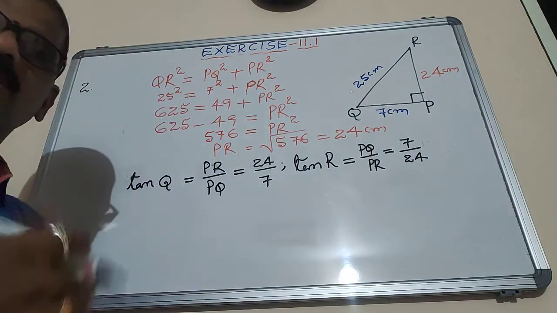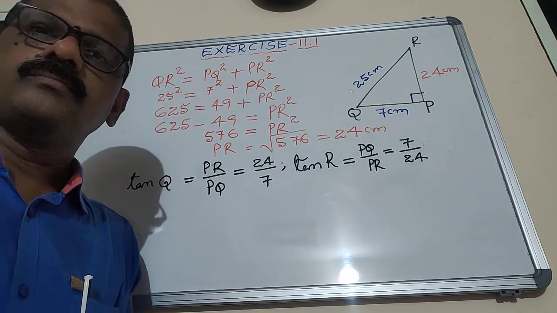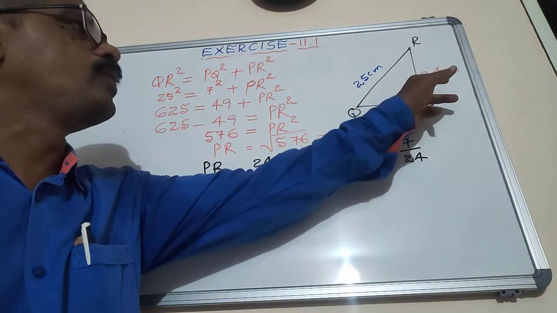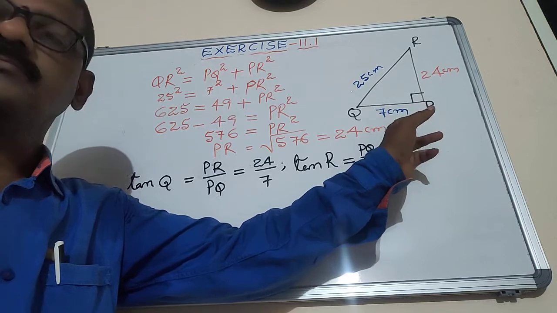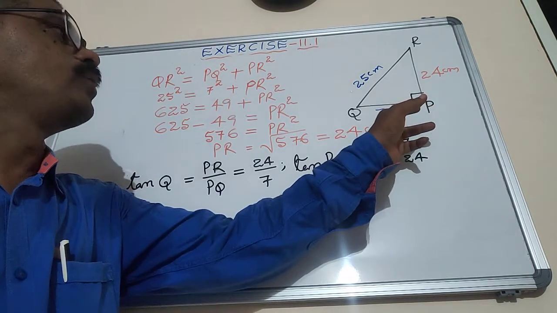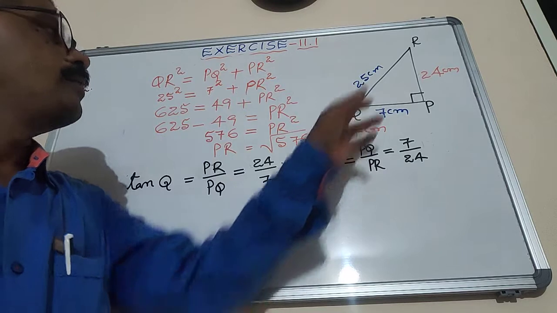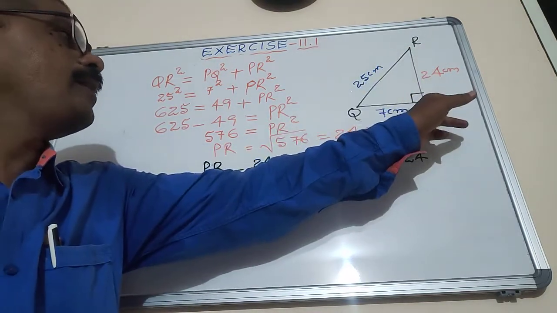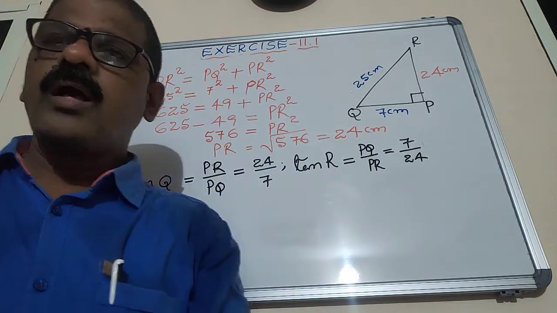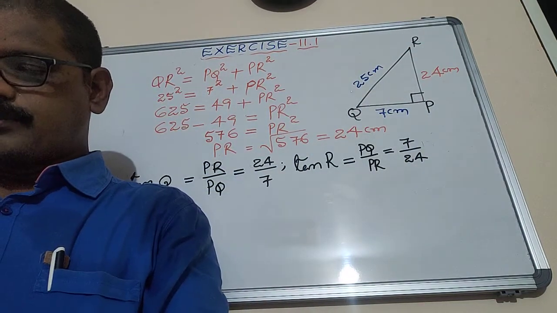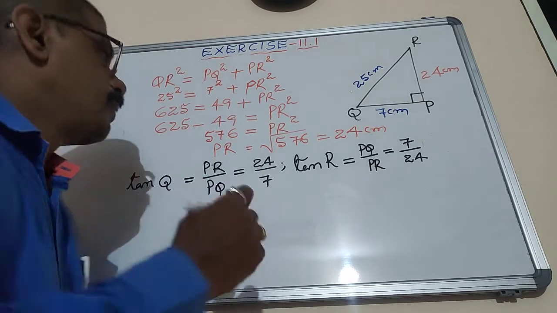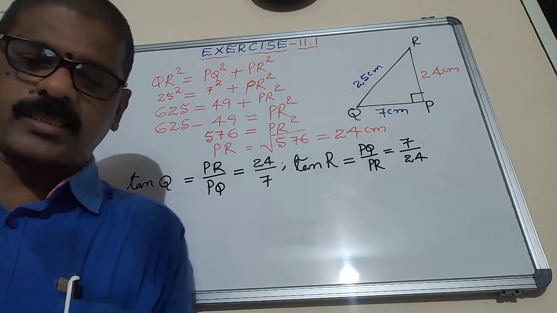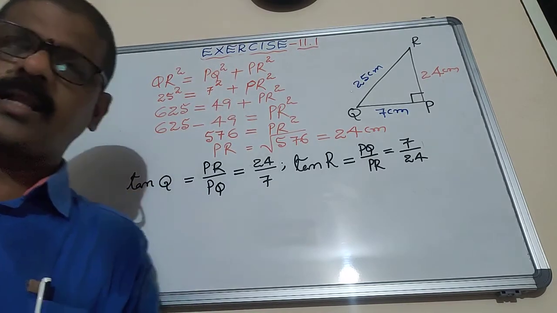Clear? So once again, tan Q means opposite side to angle Q whole by adjacent side to angle Q. The next one, tan R means opposite side to angle R whole by adjacent side to angle R. Now, you have to find tan Q minus tan R.